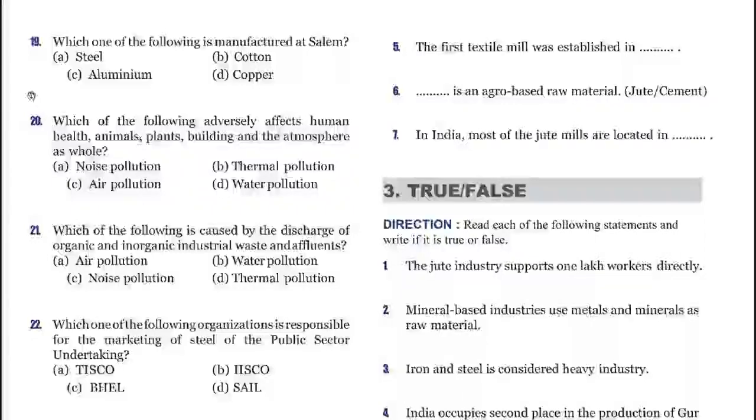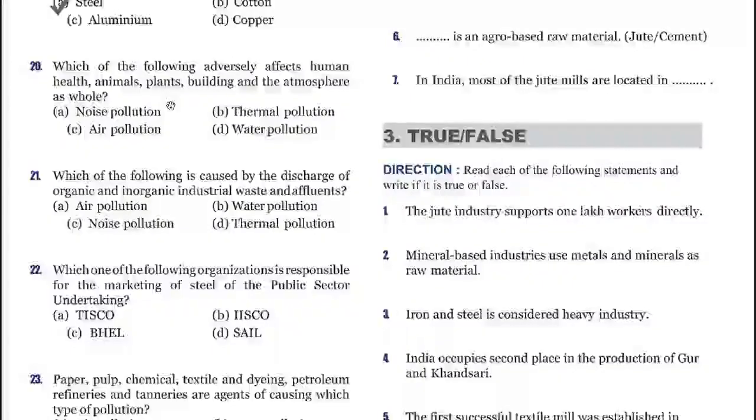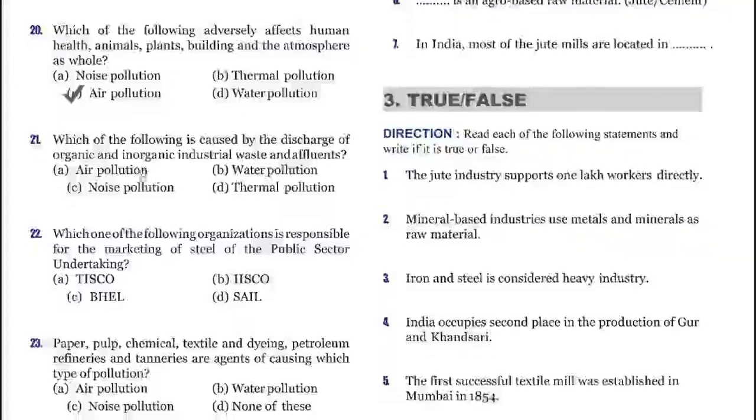Now question 19, which of the following is manufactured as steel? Steel, cotton, aluminium, and copper, and its correct answer is steel. Now question 20, which of the following adversely affects human health, animals, plants, buildings, and the atmosphere as a whole? Noise pollution, thermal pollution, air pollution, and water pollution, and its correct answer is option C, air pollution.